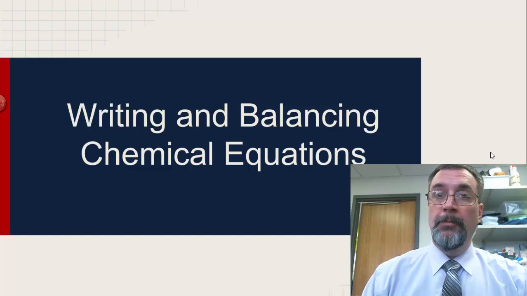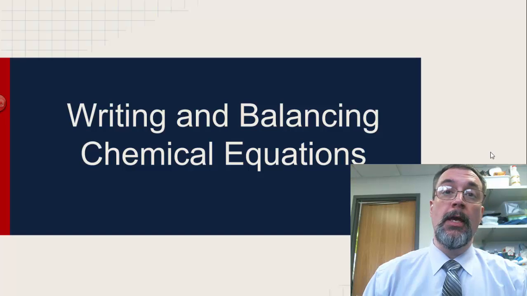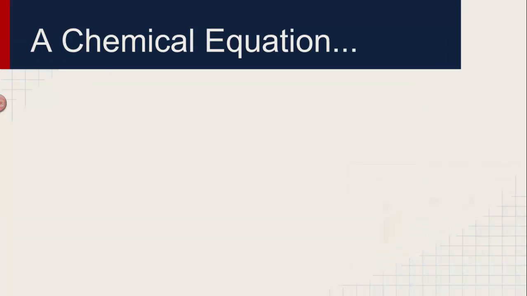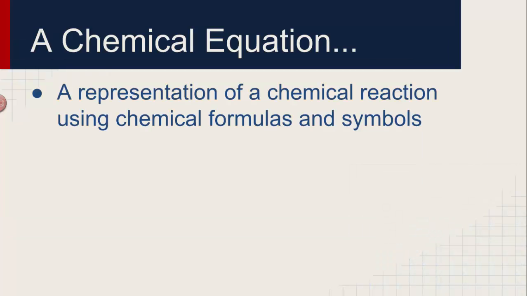Hi. So it's time to learn a little bit about how to write chemical equations and balance them. The process is pretty straightforward if you have the pieces in place. And one of those major pieces is being able to write formulas. To start with, a chemical equation is a representation. It's a way of giving a whole bunch of information about a chemical reaction using chemical formulas and symbols.